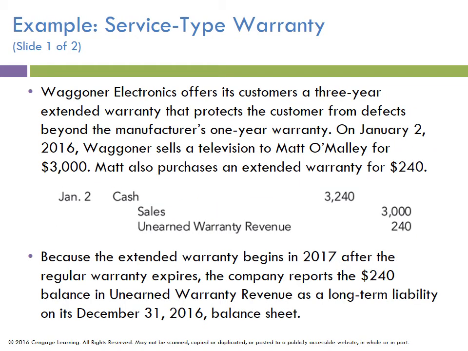Wagoner Electronics offers its customers a 3-year extended warranty that protects the customer from defects beyond the manufacturer's 1-year warranty. On January 2nd, they sold $3,000 in televisions. They also sold extended warranties for $240. So they'll debit cash for the total of $3,240, credit sales $3,000, and credit unearned warranty revenue liability $240.